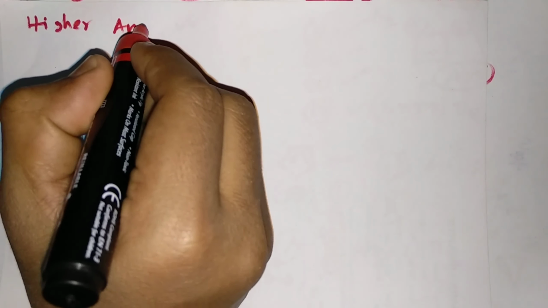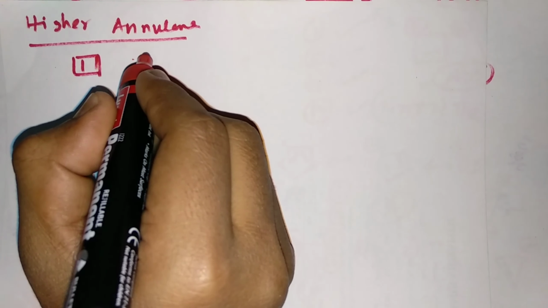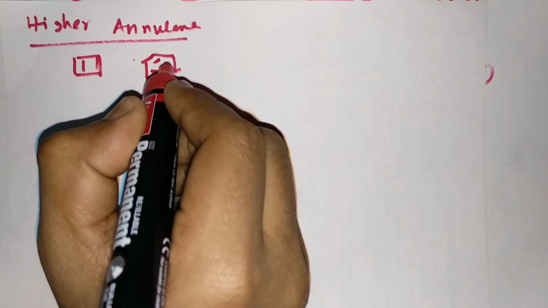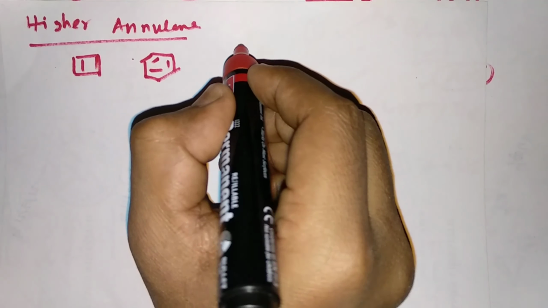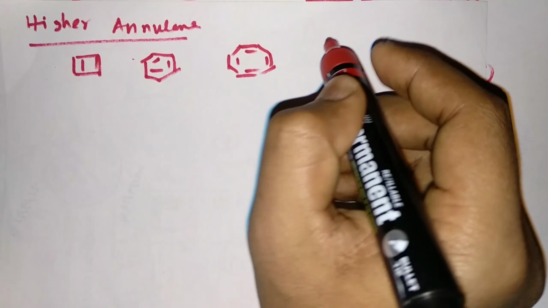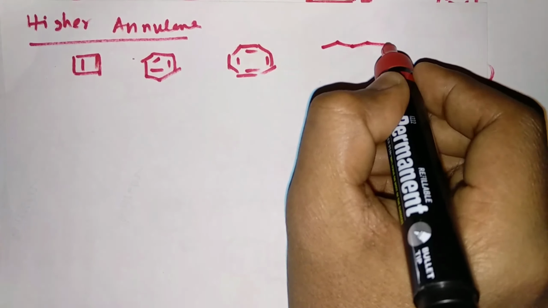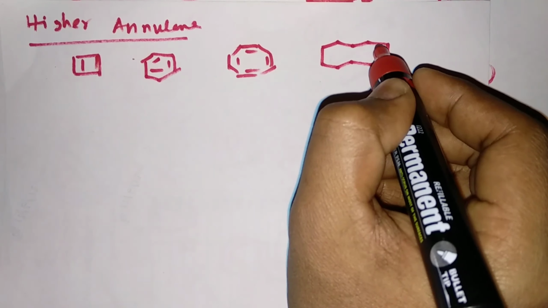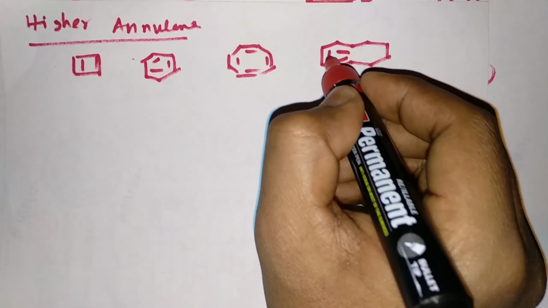Now let's talk about the aromaticity of higher annulenes. So let's give some examples. So the examples are this one. This is a benzene ring. This is also an annulene. Then this one, another annulene, and also this one is also an annulene.